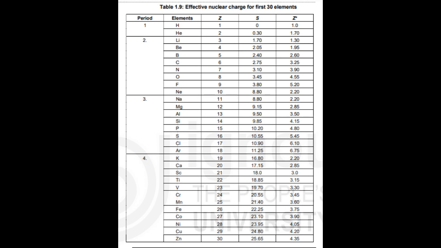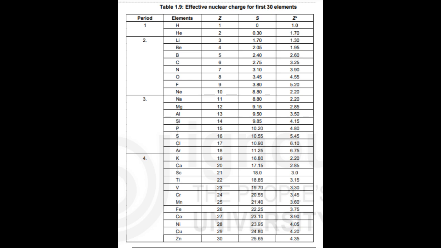Thus, you can see that an electron in 3d orbitals in zinc is more strongly held by the nucleus than that in 4s orbital. In Table 1.9, values of effective nuclear charge for electrons in valence shell for the first 30 elements calculated by Slater's rules have been listed. There is a steady increase in Slater's Z* across rows of the periodic table.